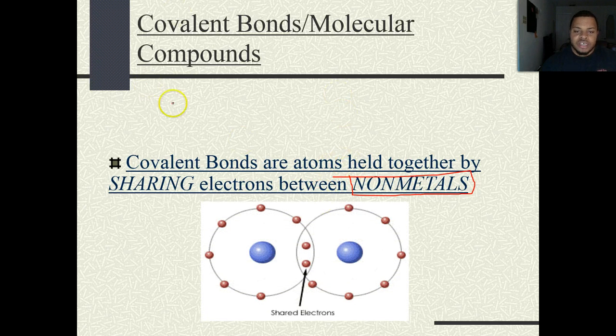As you see here, we actually have the two nuclei, and we have the electrons being shared. These two are being shared so that each one exhibits or reaches the octet rule.